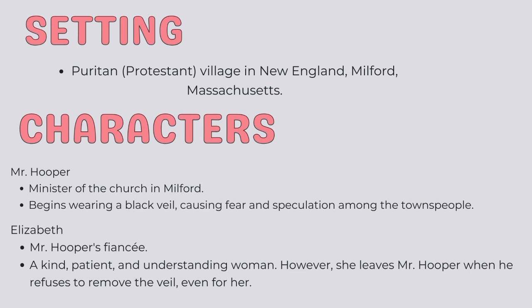Despite his unchanged sermons and kind demeanor, his veil creates a barrier between him and his congregation. Then, the second character is Elizabeth. She is Mr. Hooper's fiancée. Elizabeth is a kind, patient, and understanding woman. However, she leaves Mr. Hooper when he refuses to remove the veil even for her.